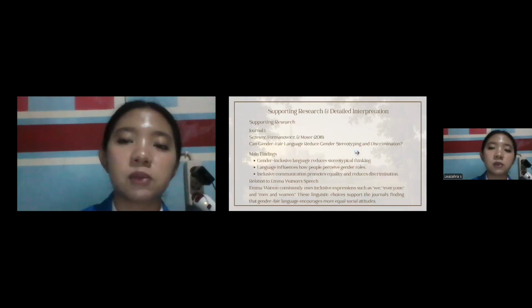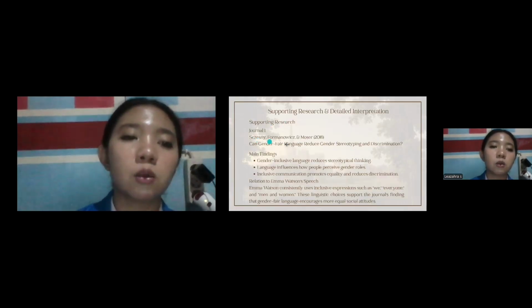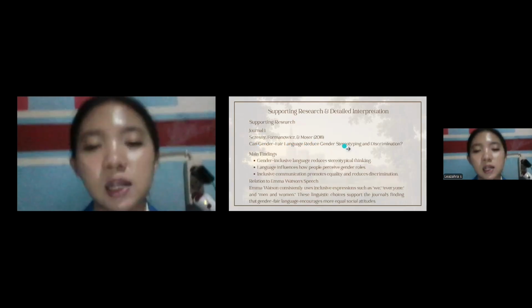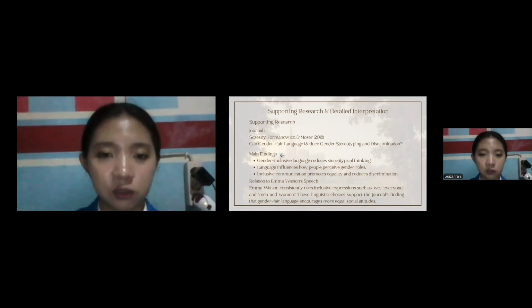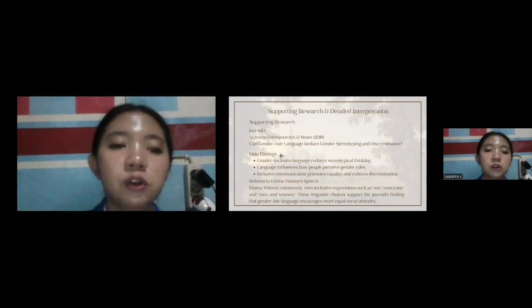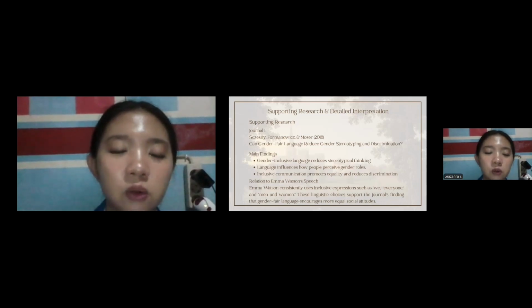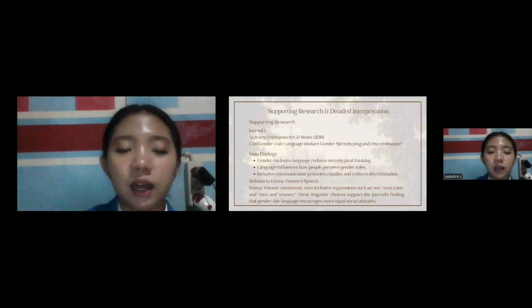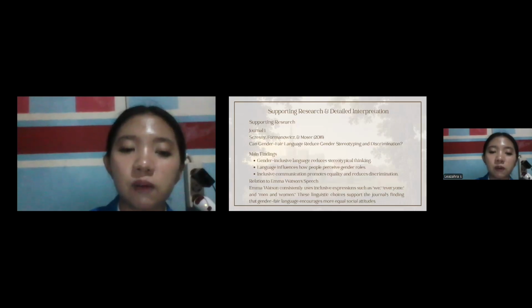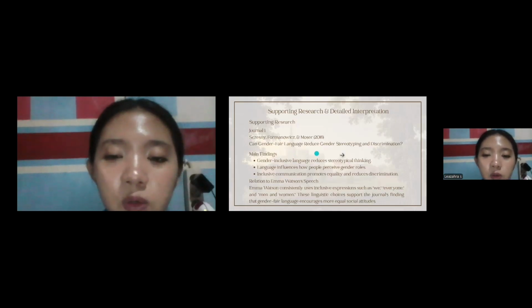Supportive research and detailed interpretation. Supporting research, Journal 1, with the title "Can Gender-Fair Language Reduce Gender Stereotyping and Discrimination?" With main findings: 1. Gender-inclusive language reduces stereotypical thinking. 2. Language influences how people perceive gender roles. 3. Inclusive communication promotes equality and reduces discrimination. In relation to Emma Watson's speech, Emma Watson consistently used inclusive expressions such as we, everyone, and men and women. These linguistic choices support the journal findings that gender-fair language encourages more equal social attitudes.